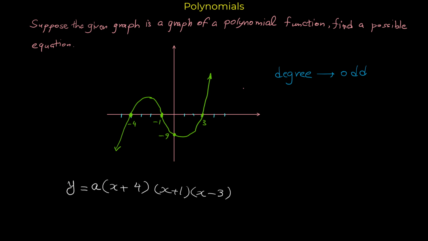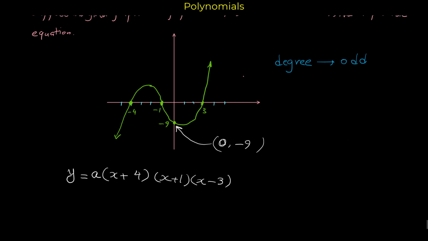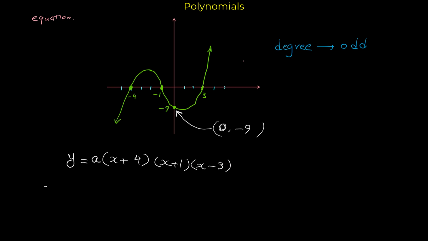How? Now we know that our function crosses the y-axis at -9. Which means that if we plug in 0 for x here, because that point is, what is the coordinate of this point here? (0, -9). The x is 0, y is negative 9. So if we plug in 0 in this equation, the y value should be -9.